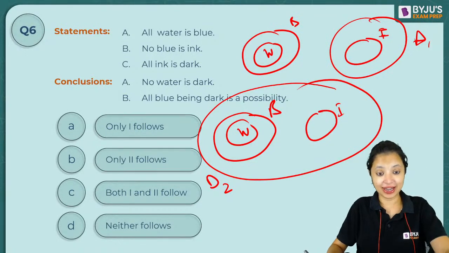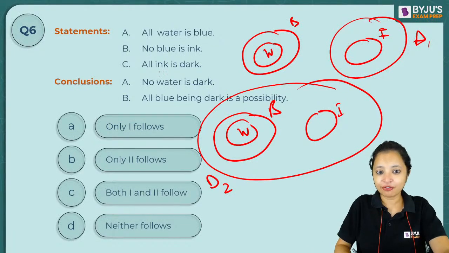Alright? Now, if all ink is dark is true in D2 as well, my conclusions have to be out of D1, D2 both. The first conclusion says no water is dark. No water is dark is correct in D1, so it's correct here but false here. This is not a certain conclusion. No water is dark is false in D2. This cannot be a correct conclusion.